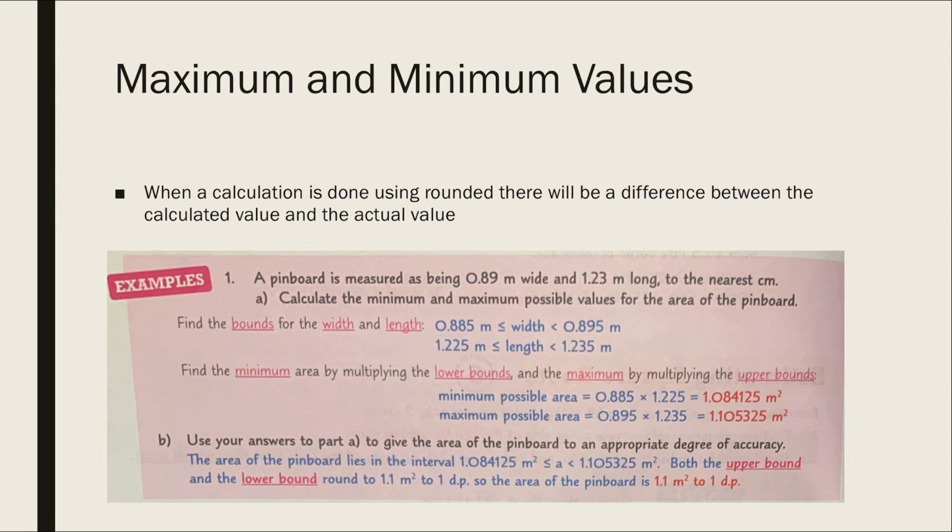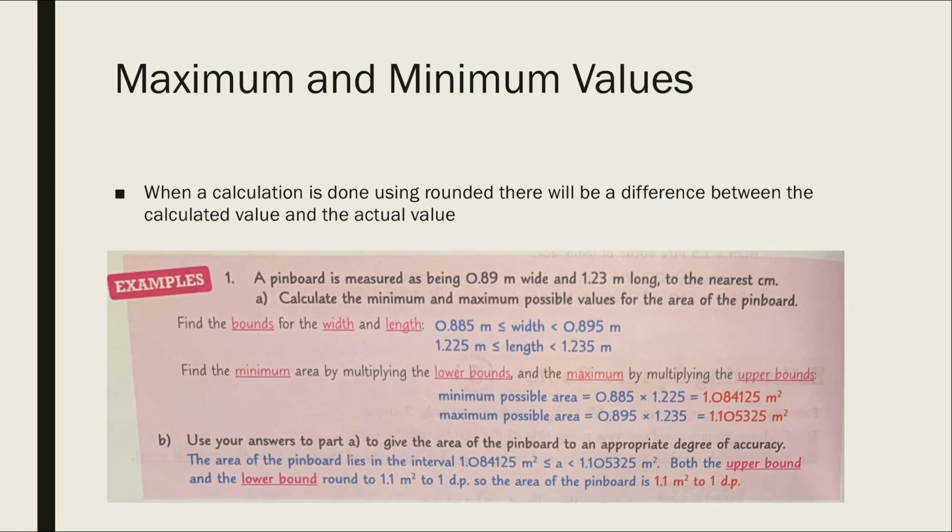So first, what we want to do is find the bounds for the width and the length. As we learnt before, we minus 0.005 from 0.89, which is 0.885 meters, which is less than or equal to the width, and then a less than sign, and then 0.89 plus 0.005, so 0.895 meters. We can do the same thing with the length, as shown there.